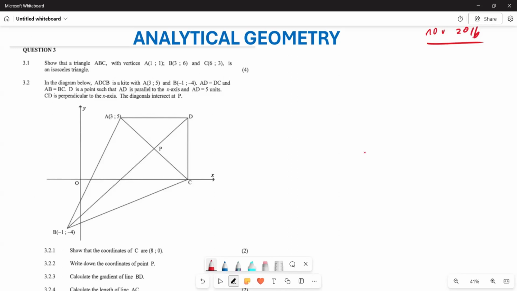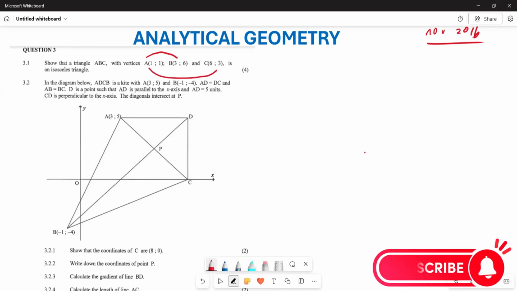Firstly, the first question, 3.1, they say show that triangle ABC with vertices A, B, and C is an isosceles triangle, right? So it is simple to show whether it is an isosceles triangle or not. We can just simply calculate the distance of the sides. So we can just calculate the length of AB and also calculate the length of AC. It is as simple as that, right?